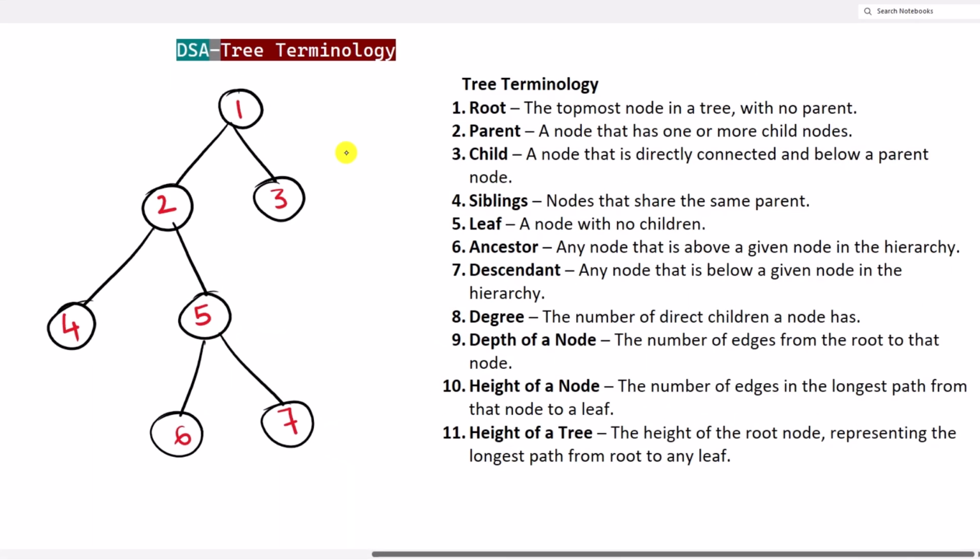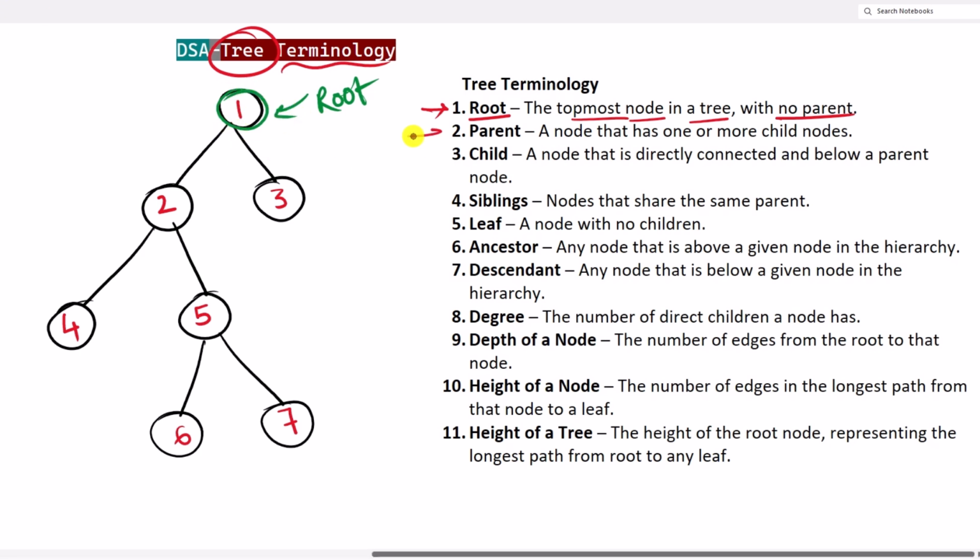So let's just talk about some of the important terminology in tree data structure. So first of all, let's just talk about the root. So root is the topmost node in a tree which has no parent. Like an example here in the tree, this node 1 is the topmost node and it does not have any parent. So that's why this node will be the root node. So in a tree data structure, all the nodes will fall under this root node.